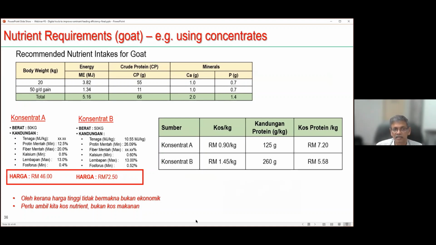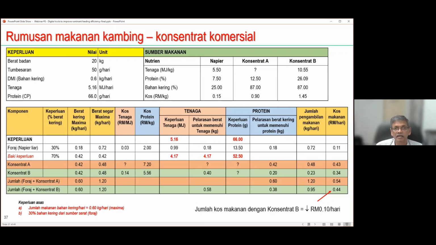So oleh kerana harga tinggi tidak bermaksud bukan ekonomi. So kita perlu ambil cost nutrient, bukan saja just cost concentrate, tapi cost nutrient. So that one will influence the cost of production eventually. Dan ini I just show how to calculate.